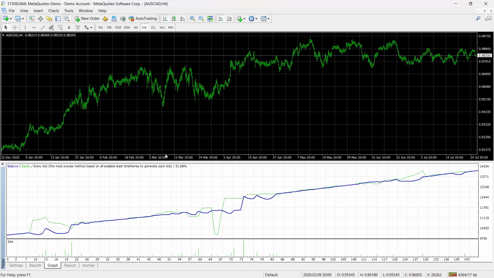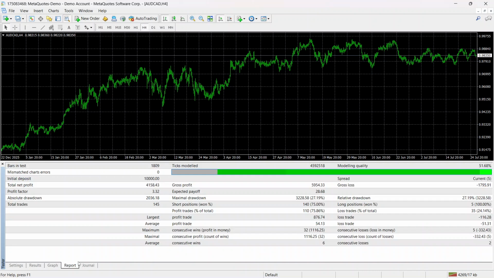One of the larger single losing trades in the test was a 0.40 lot position that dropped about $105, which lines up with the lot scaling behavior the developer describes. Now, the net profit for this backtest with the initial deposit of 10K came to about $41.58. Our profit factor is at 3.38, which is pretty high, to be honest. Had a gross profit of 59.54 and a gross loss of 17.95.